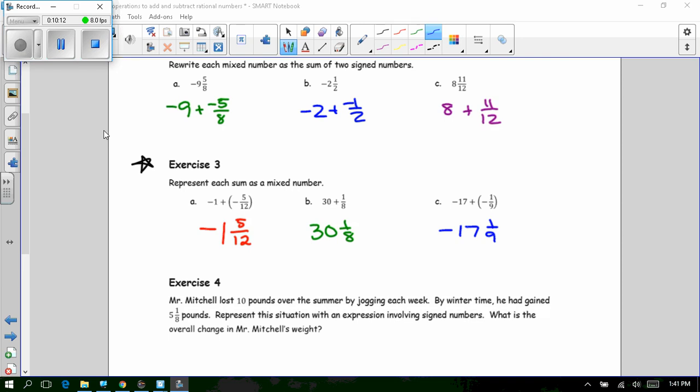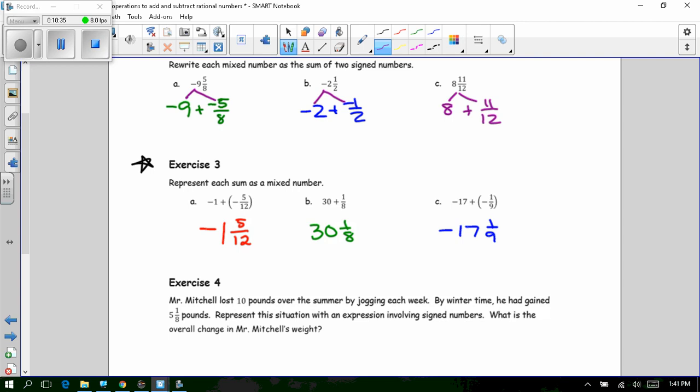All right, so did you get for the first one, -9 plus -5/8? And then part B, -2 plus -1/2. And then C should be 8 plus 11/12. Just split them all up into their parts. And if the beginning tells you it's negative, the whole thing is negative.